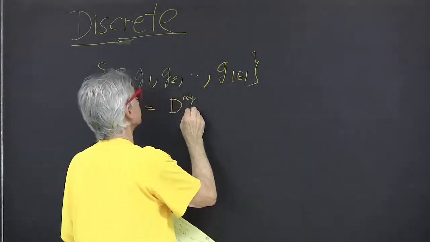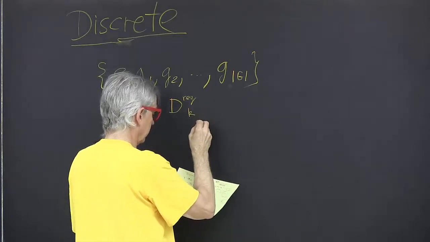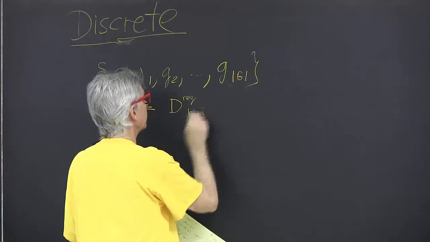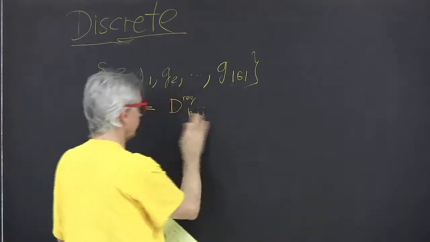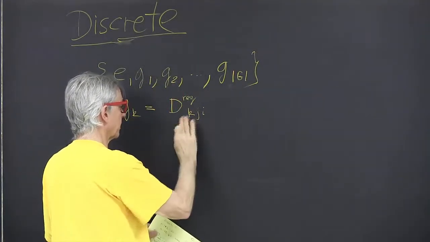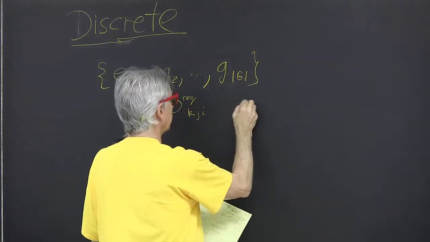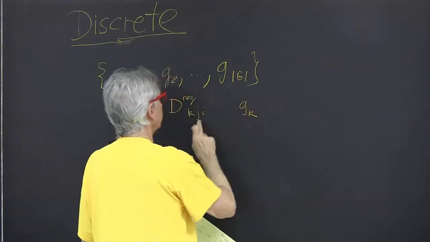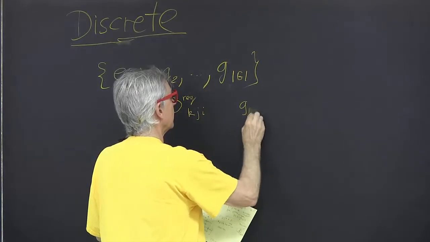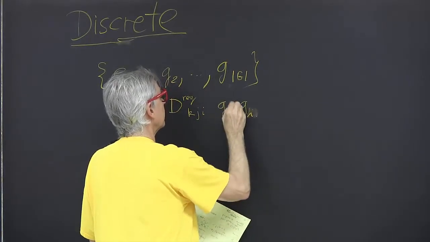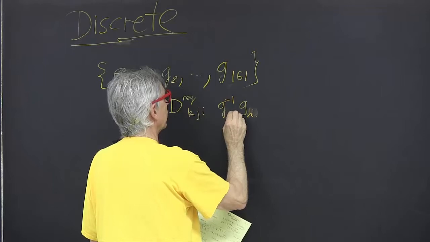which in that case is called a regular representation of the group, but it's just a matrix which has zeros in every place except for the unique element obtained by multiplying I and the inverse of Gj.